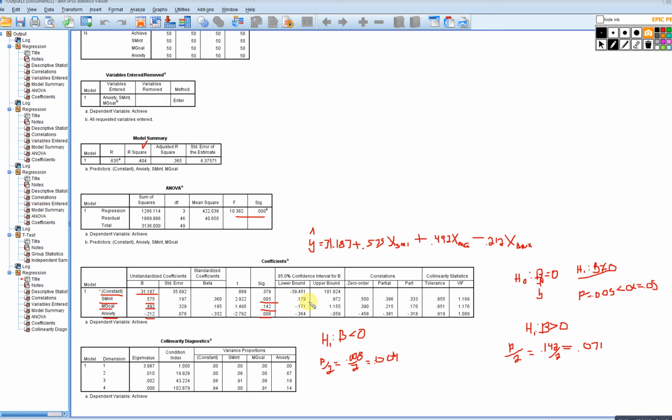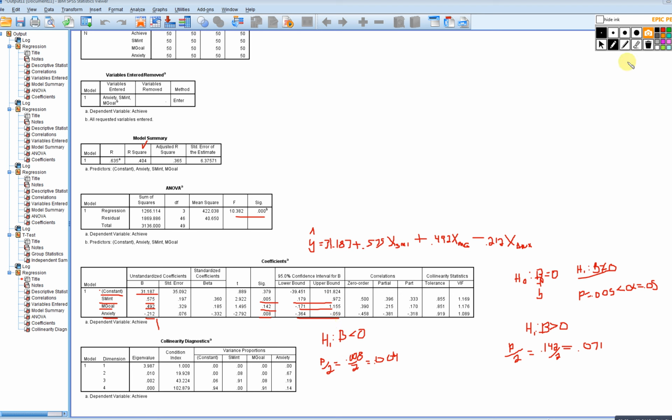You'll note again that we have confidence intervals. These are providing interval estimates of the unstandardized partial regression coefficients. So these are point estimates right here, and these are interval estimates of those predictive relationships.